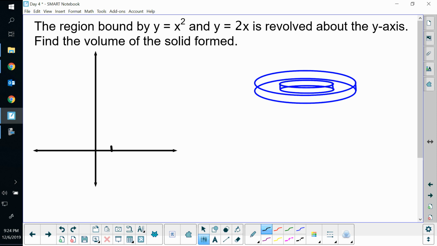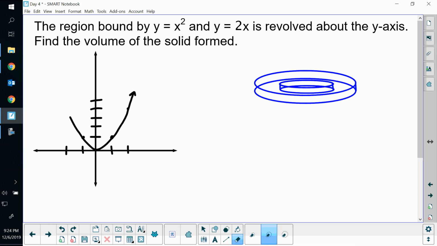So x squared is going through points like (1, 1), (2, 4), (0, 0), (-1, 1), and (-2, 4). And y equals 2x, sorry, not 2 to the x. We're going through points like (1, 2), (2, 4). The graph looks something like that.